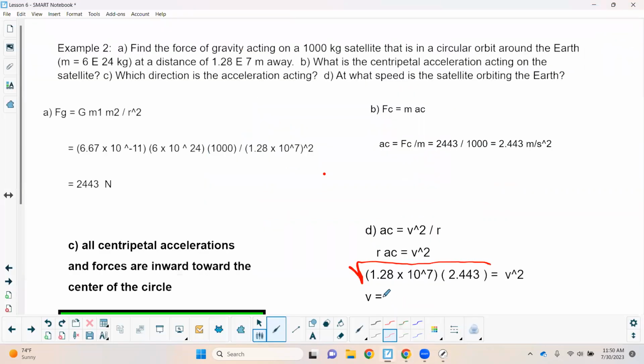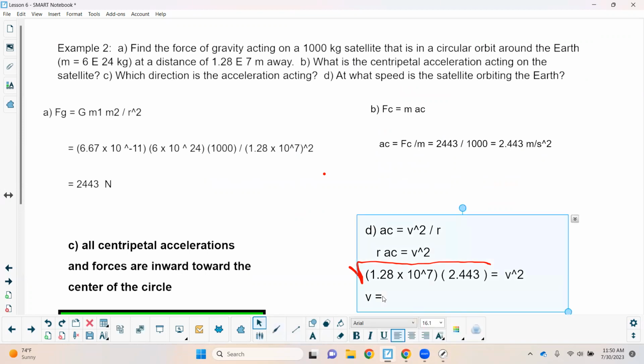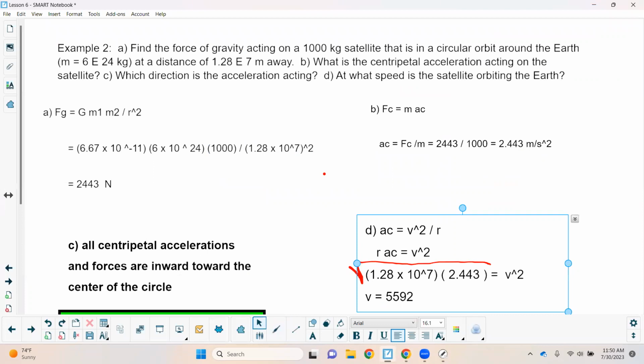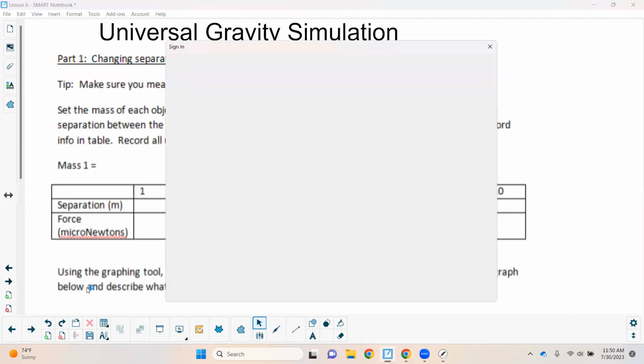So it is moving pretty fast. 5,000 meters per second is a lot. But if you imagine a satellite, in order for it to maintain its path, it's going to be going really fast. Like the Earth travels at like 10,000 miles per hour or something crazy like that. So this satellite is going fast around the Earth. That's okay. These numbers for V might be larger than expected.